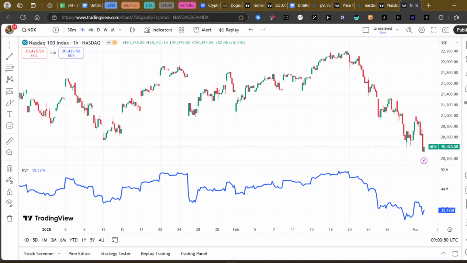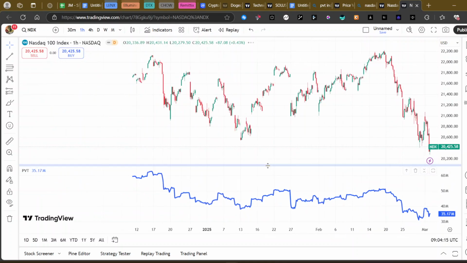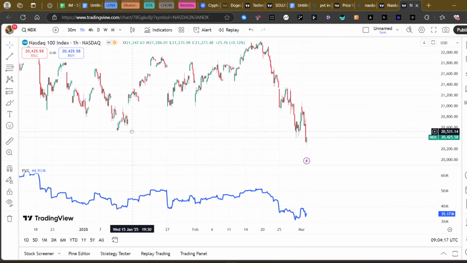Now, this indicator is a tool that helps you measure the strength of market trends by analyzing price movements alongside volume. So what exactly is the price and volume trend indicator? It's a momentum based tool that helps us see whether price movements are backed by real volume.